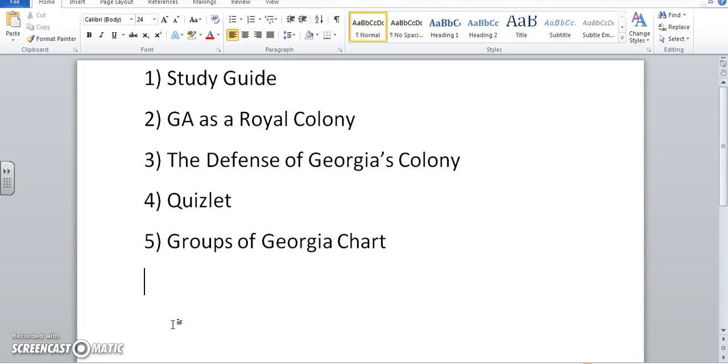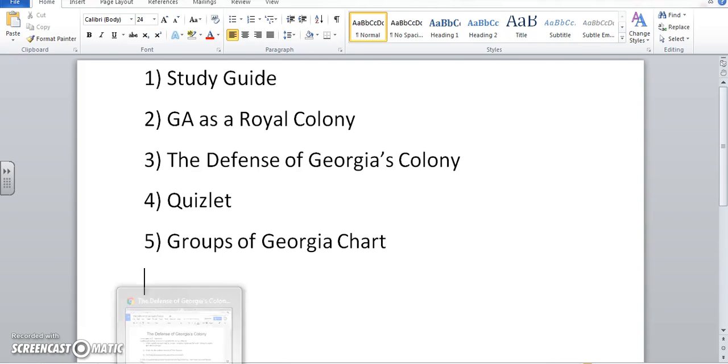Number 2 is Georgia as a royal colony, so you need to have that open. Number 3, the defense of Georgia's colony. Number 4, your Quizlet. And number 5, the chart of the Highland Scots, Salzburgers, Malcontents, the groups of Georgia chart. So that's the 5th thing.